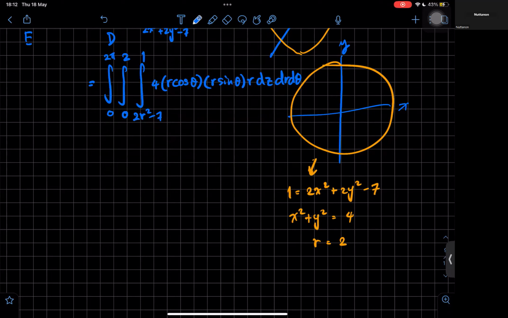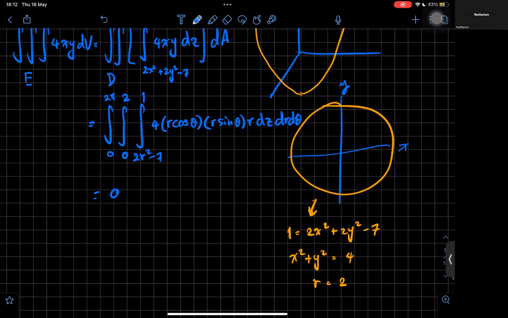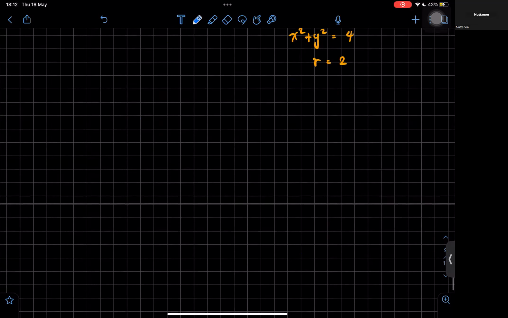After that, you do the calculation, change it because it's cos theta and sin theta. Use the double angle, change it to sin 2 theta over 2. Okay, and then you can do the calculation. This thing will equal 0. Okay. Please practice doing the integral by yourself.